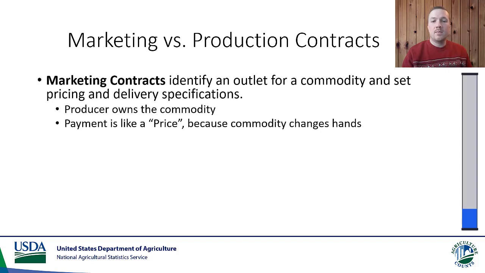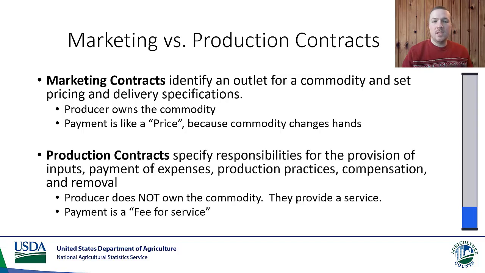Marketing contracts market something. The farmer you're interviewing owns the commodity, and the contract ends with him selling it. So the dollars represent a price based on the terms of the contract. A production contract produces something. The farmer you're interviewing does not own the commodity, but instead provides a service to raise or grow it. Payment is a fee for this service.